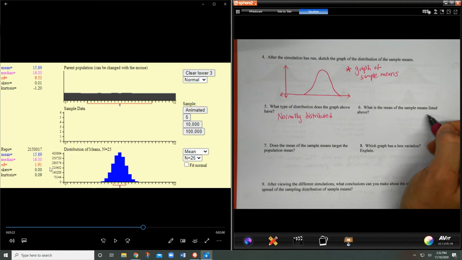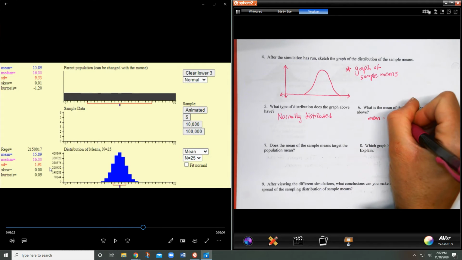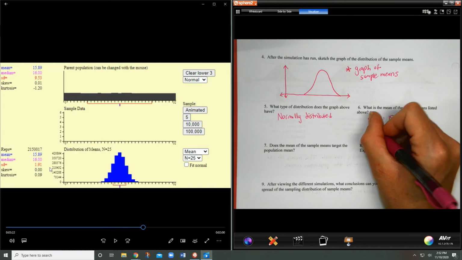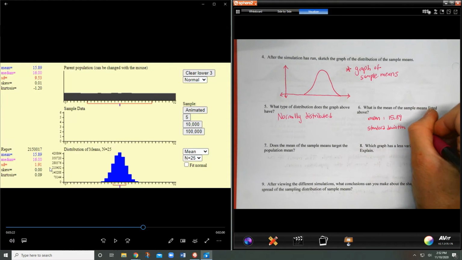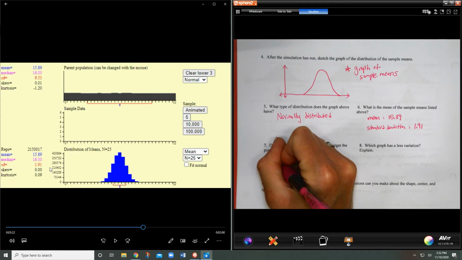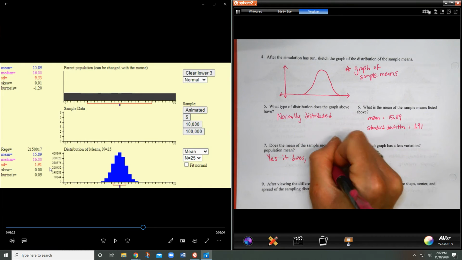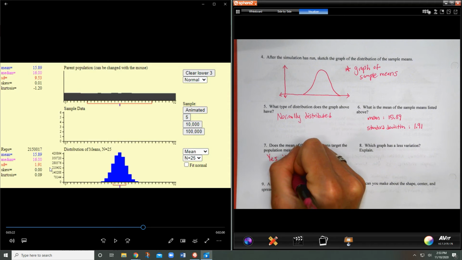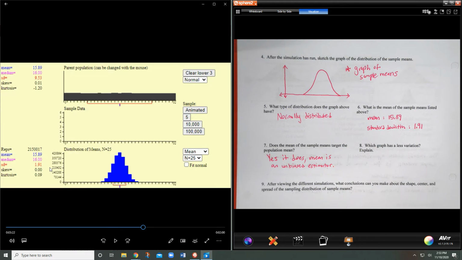And the mean of the sample means is 15.89, and the standard deviation is 1.91. So does the mean of the sample means target the population mean? Yes, it does. And we saw this because the mean is an unbiased estimator, which we learned in the previous section.